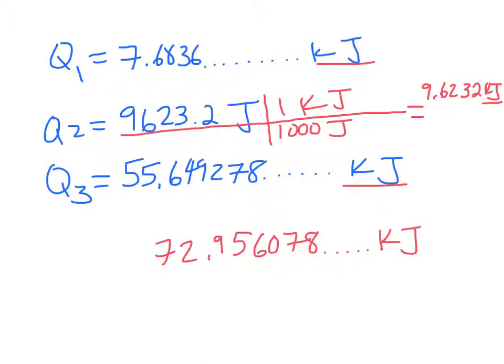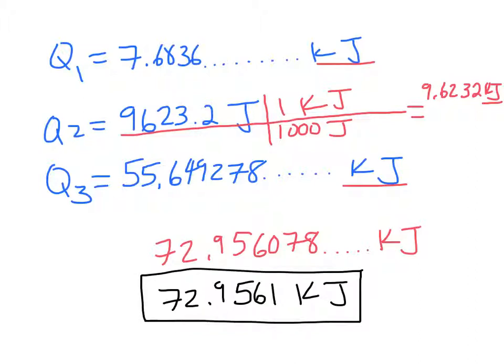Because when we're adding, remember we're using the least number of places after the decimal. The least number of places after the decimal looks like 4, so I'm going to round this to 4 places after our decimal. So my final answer is going to be 72.9561 kilojoules. So that's the amount of heat that's required to vaporize 23 grams of ice.